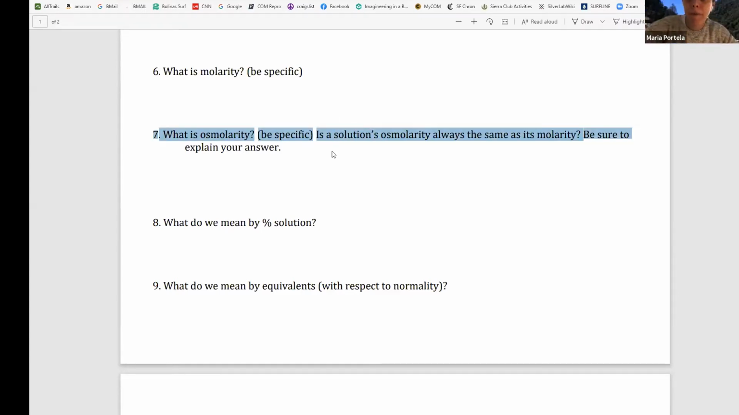No. In particular, when is it not? If the molecule dissociates, its osmolarity is going to be higher.